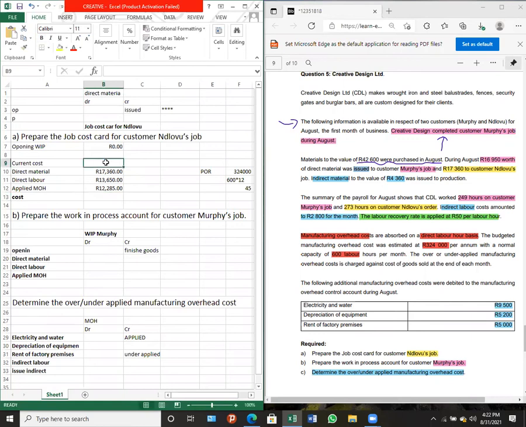Yes, guys, because now we can see it online. They can be specific: calculate the current cost in the job card for Ndlovu, which means you're going to do it like this. This plus this plus this. This cost is going to be this.